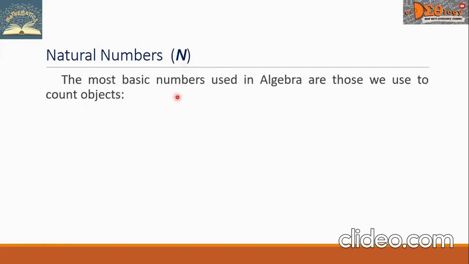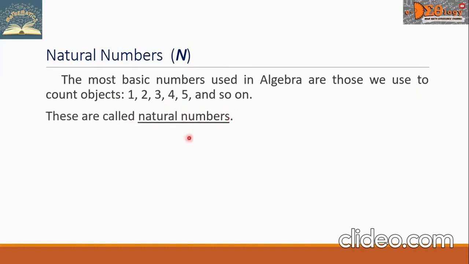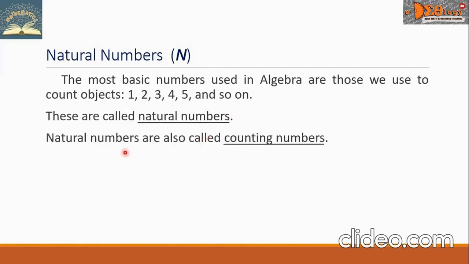The most basic numbers used in algebra are those we use to count objects. So we have 1, 2, 3, 4, 5, and so on. These are called natural numbers. Natural numbers are also called counting numbers. Using the set notation, we write it like this. Capital N equals the set with elements 1, 2, 3, 4, 5, and so on.